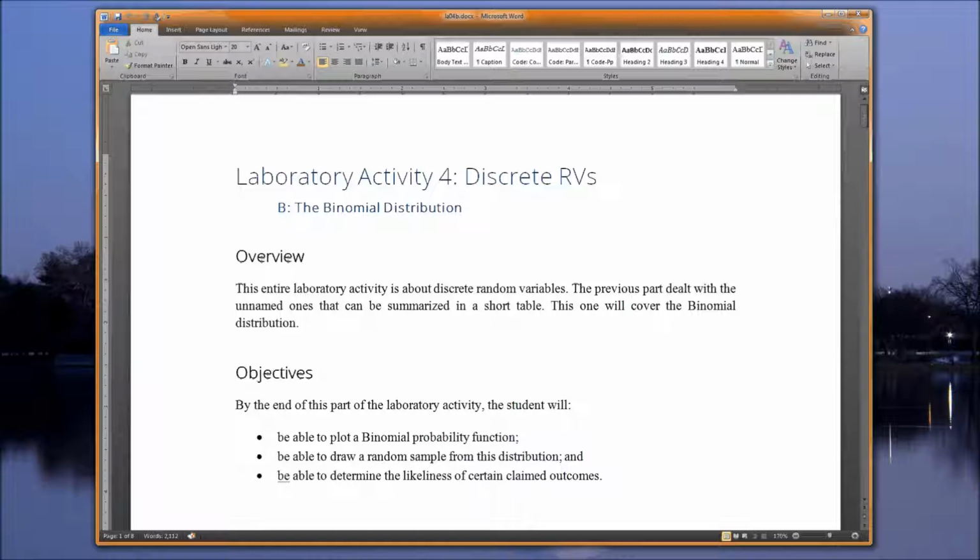So we've got three objectives for this lab. Be able to plot a binomial probability function, both the probability mass function and the cumulative distribution function. Be able to draw a random sample from this distribution, and to be able to determine the likeliness of certain claimed outcomes. And that last one is actually going to be the link, or a link, between this probability part of Chapter 4 and the statistics part of Chapters 5, 6, 7, 8, all the way up to 12.